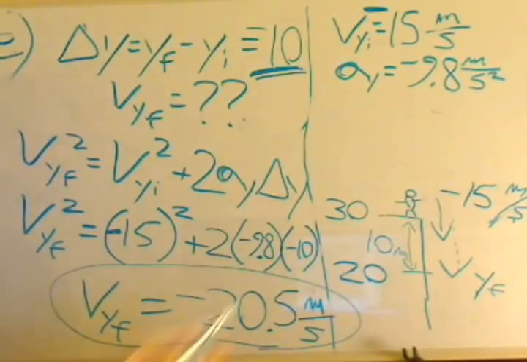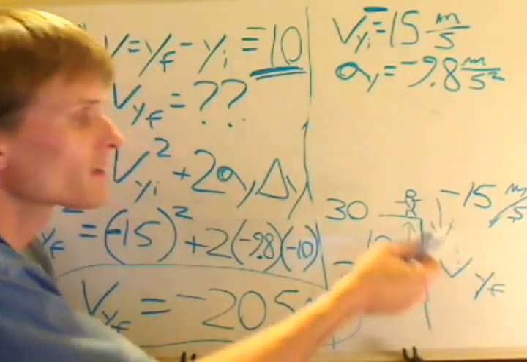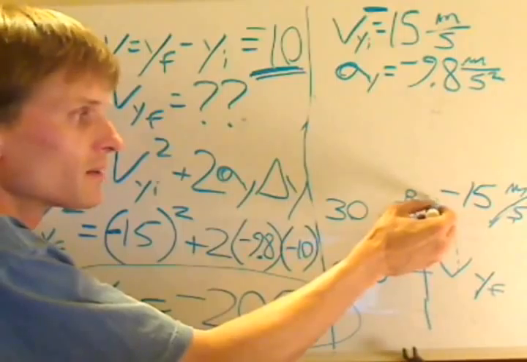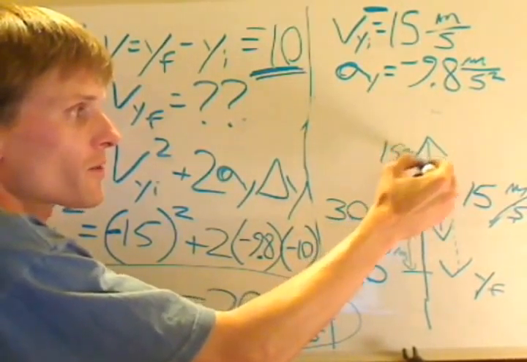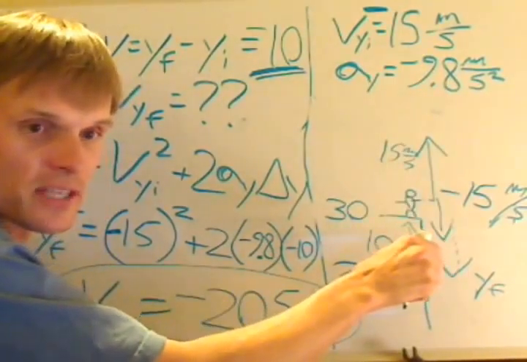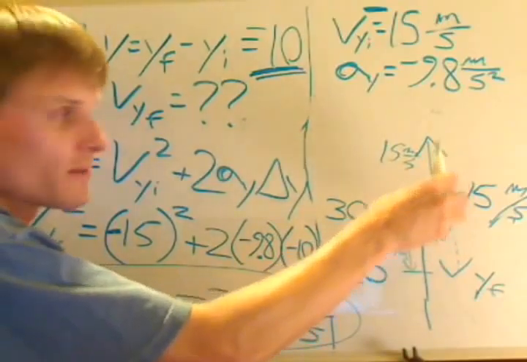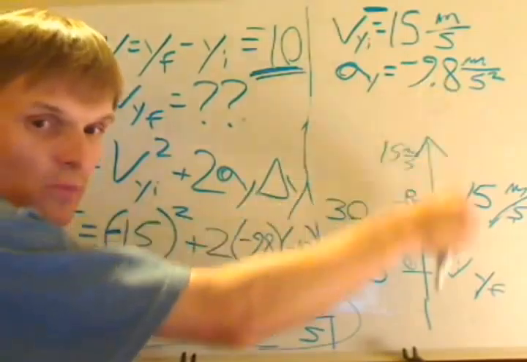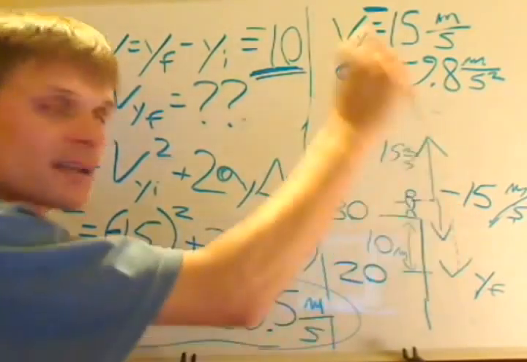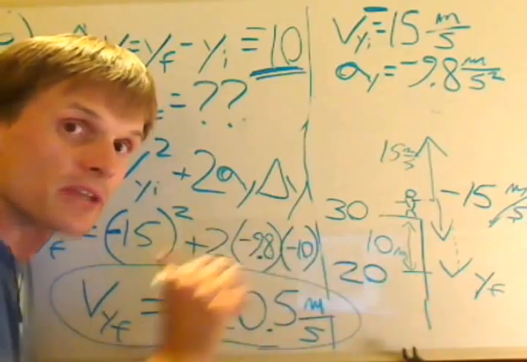So basically what's going on is we get the exact same answer whether this guy throws the ball straight up at 15 meters per second or whether he throws the ball straight down at minus 15 meters per second. Because if he throws the ball upward at 15 meters per second, when it comes back down to his hand, it's moving downward at 15 meters per second. It's exactly the same as throwing the ball straight downward at 15 meters per second.